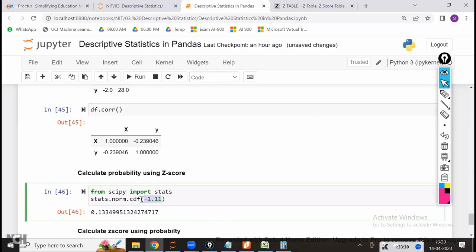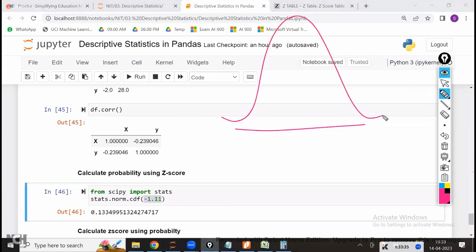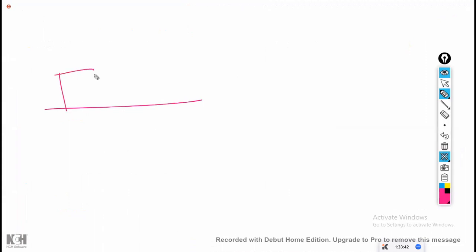What is meant by CDF? Cumulative density function. Now, what is the meaning of cumulative density function? Let me explain. From 0 to 10, this is 0.2 probability. From 10 to 20, you have 0.5 as the probability. From 20 to 30, you have the probability of 0.1. From 30 to 40, let us take like this.